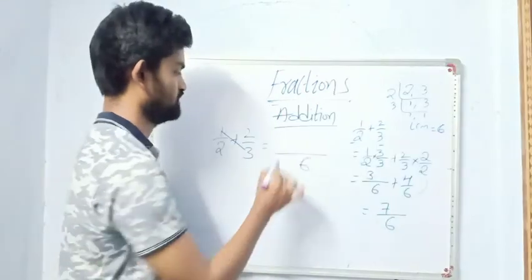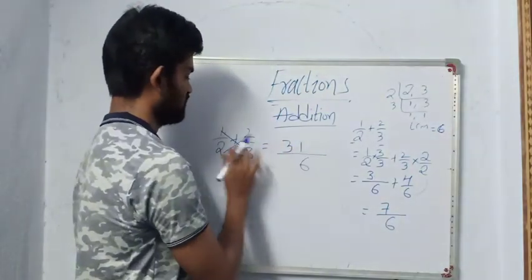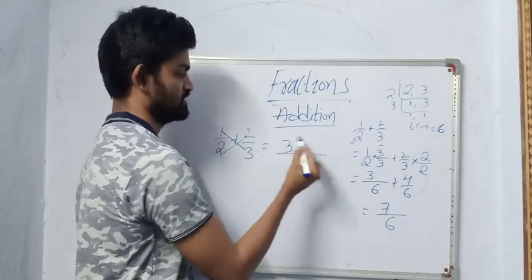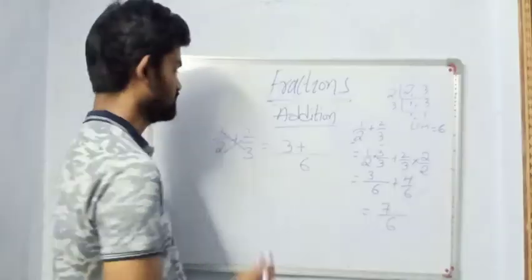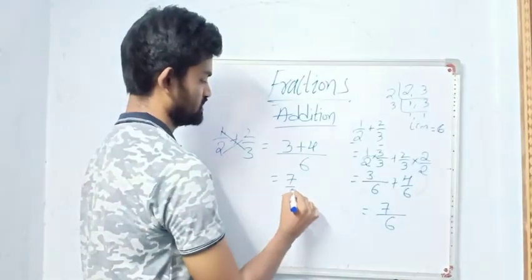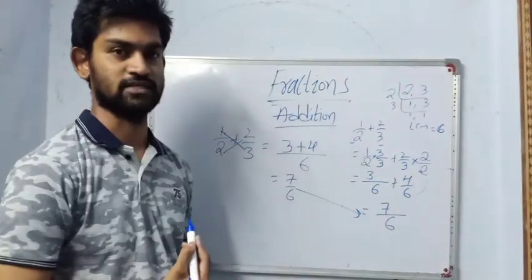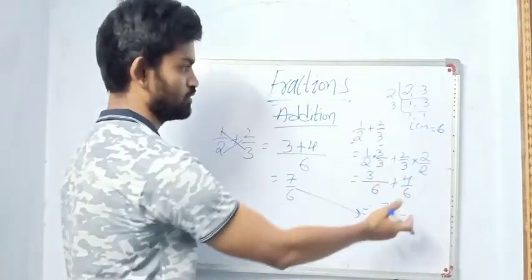1 into 3 is 3. 2 into 2 is... what is the sign here? Plus. If plus is there, plus; if minus is there, minus. 2 2s are 4. What is the answer now? 7 by 6. See here, it equals 7 by 6. No need to multiply in this lengthy process, not needed.